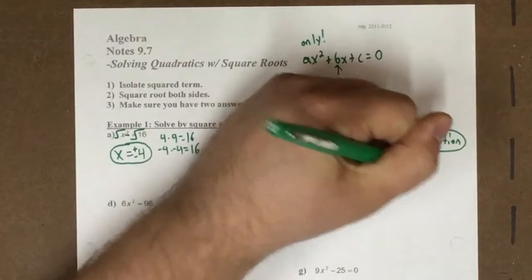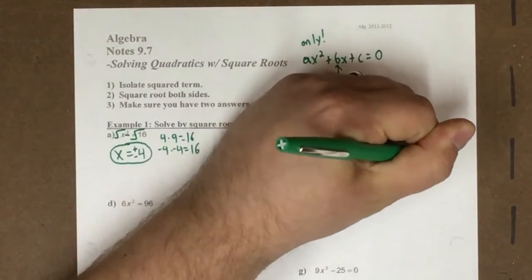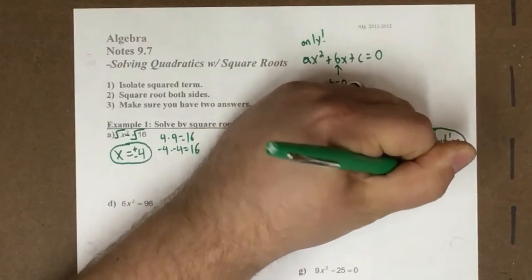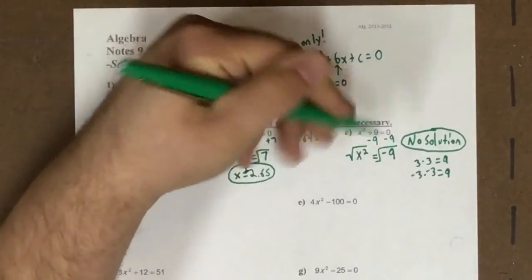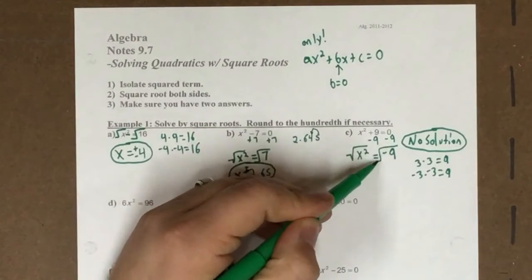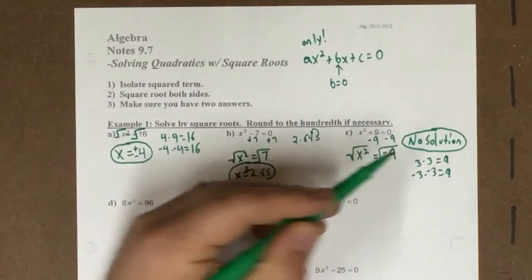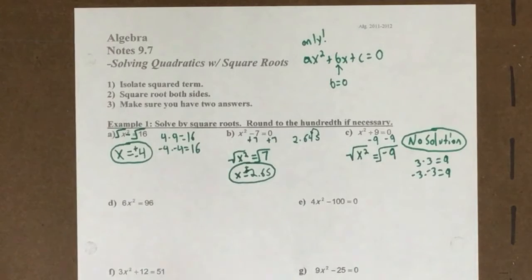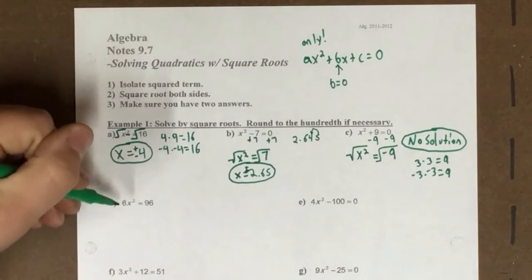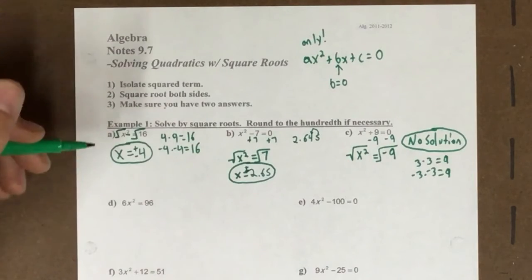If I were to use positive 3 and positive 3, that makes positive 9. If I use negative 3 and negative 3, that also equals positive 9. There's no way for me to do a square root of a negative number. As soon as you put a negative number in this radical symbol, it's a no solution answer. Down here, this next one, if you notice, I now have a number in front of my x squared.